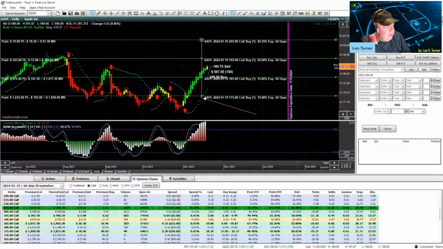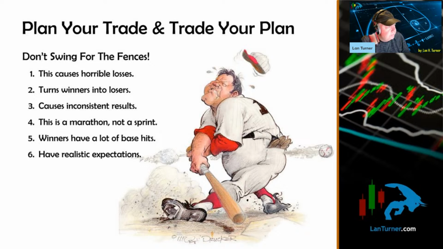All right, but we're going to have a Sunday school lesson right now. All right, here we go. Plan your trade and trade your plan. Don't swing for the fences. This causes horrible losses, turns winners into losers, causes inconsistent results. This is a marathon, not a sprint. Winners have a lot of base hits. Have realistic expectations.